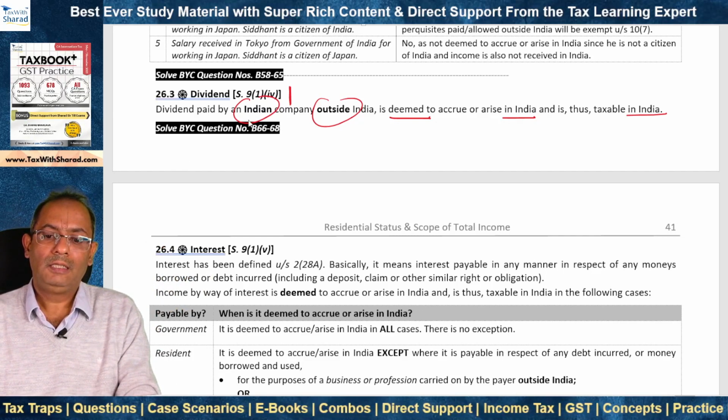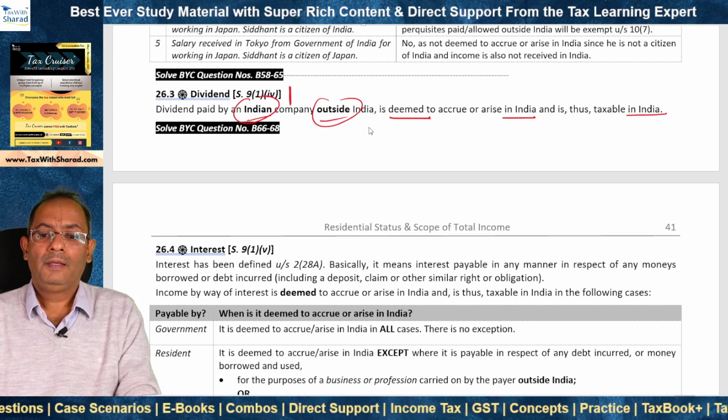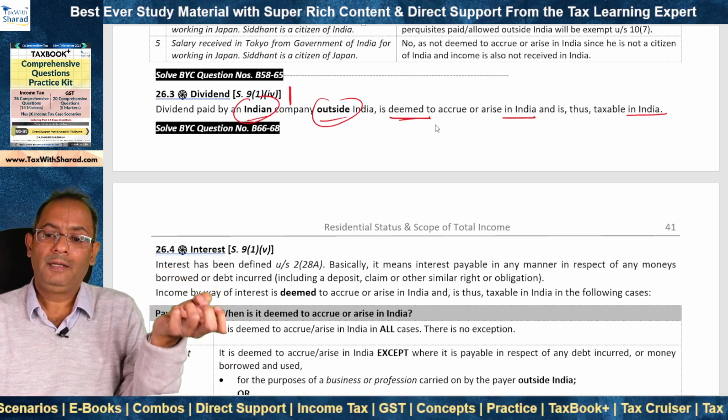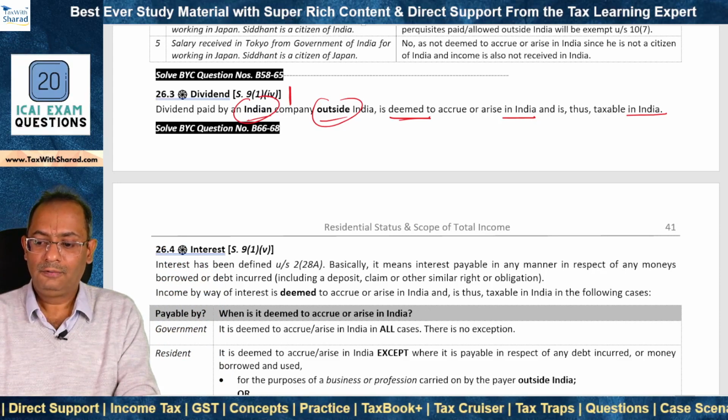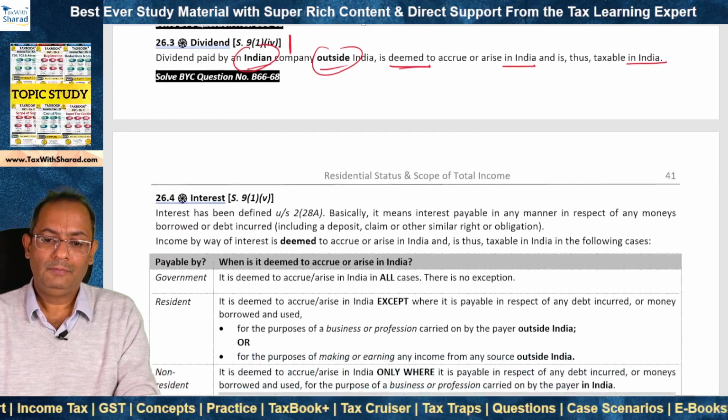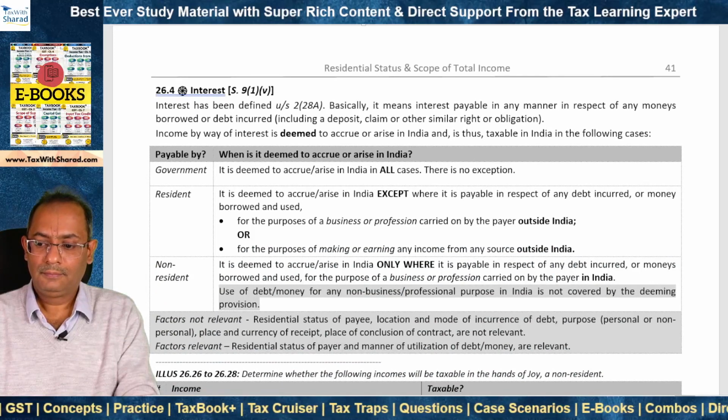So what we need to note is dividend paid by an Indian company, even though it is paid outside India, is deemed to accrue or arise in India, and therefore it becomes taxable in the hands of all the persons irrespective of their residential status.